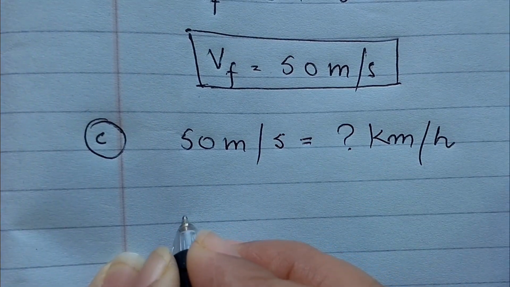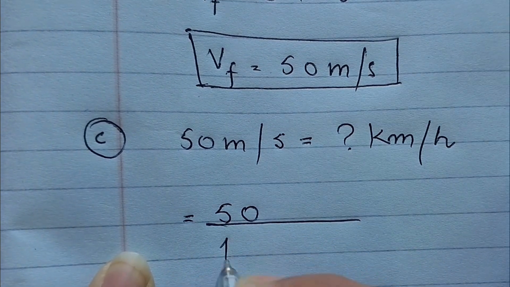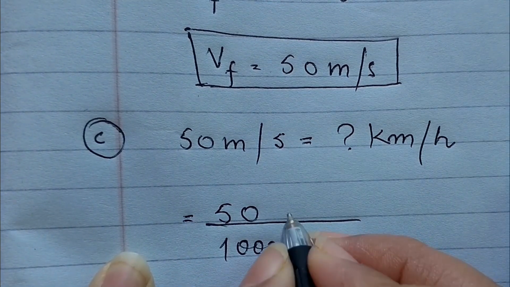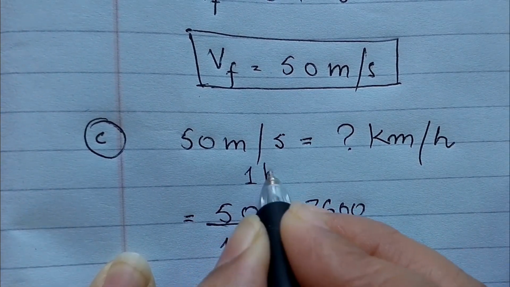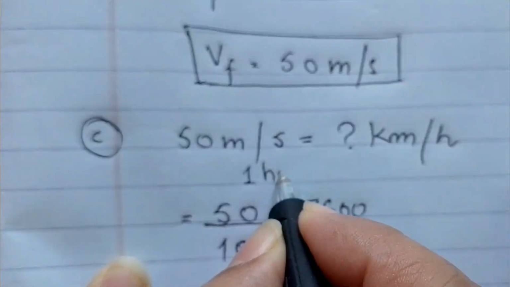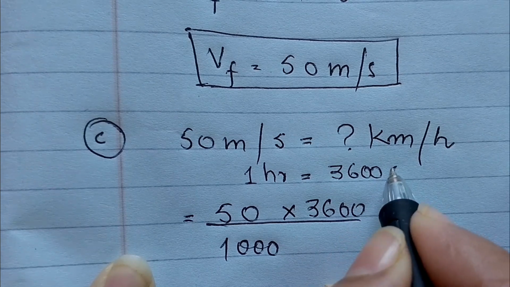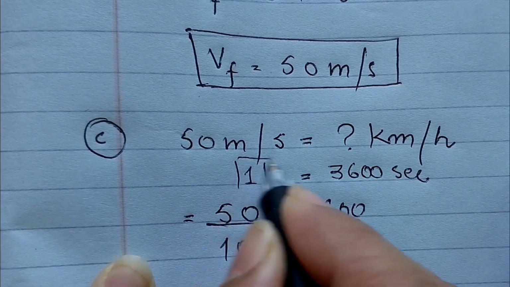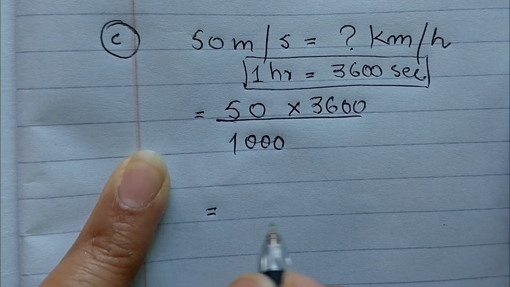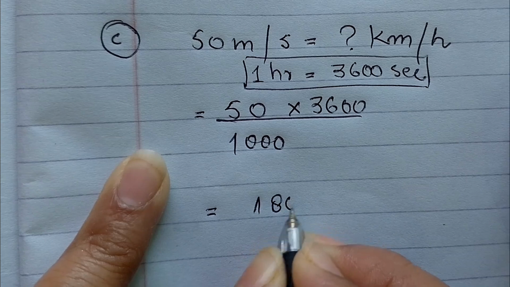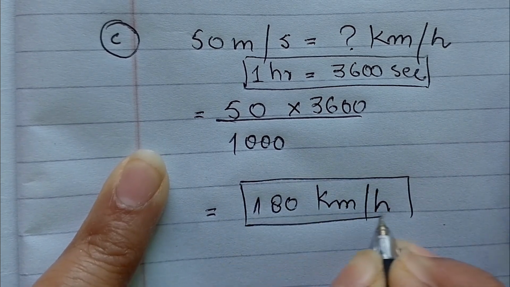So for converting meter into kilometer, we will divide the number, like 50 divided by 1000, and multiply by 3600. You know why we will multiply 50 by 3600? Because 1 hour equals 3600 seconds. So when we have to convert seconds into hours, we will multiply by 3600, right? So now we will find the value of kilometer per hour.